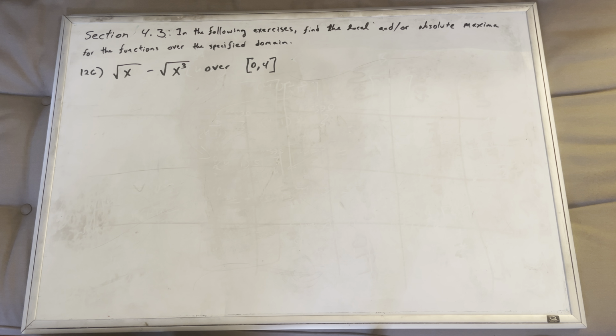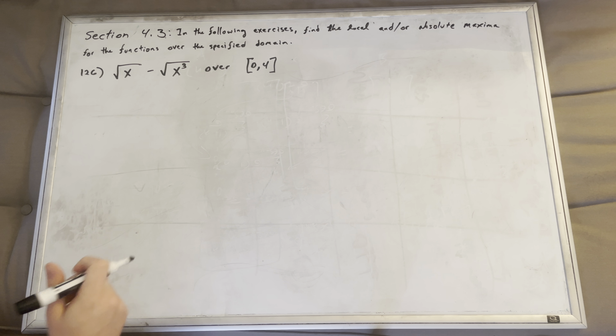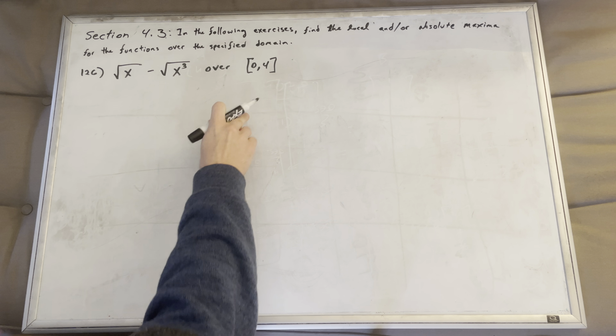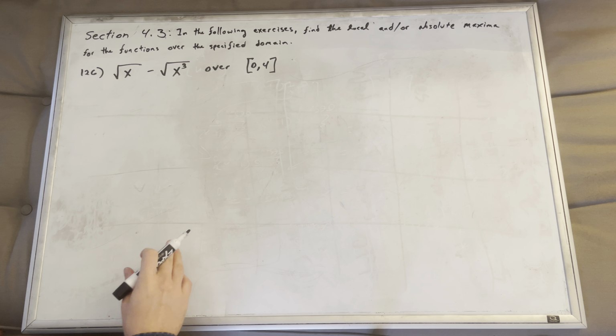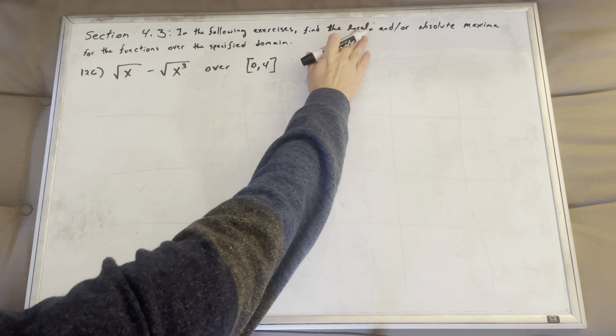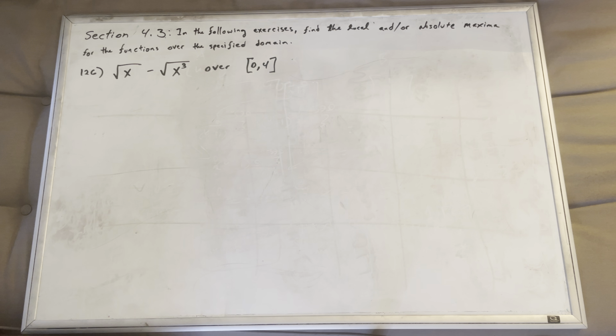It comes from section 4.3 and it goes as follows. In the following exercises, find the local and or absolute maxima for the functions over the specified domain. Here our function is the square root of x minus the square root of x cubed over the domain 0 to 4. So we want to find the local and or absolute maxima.